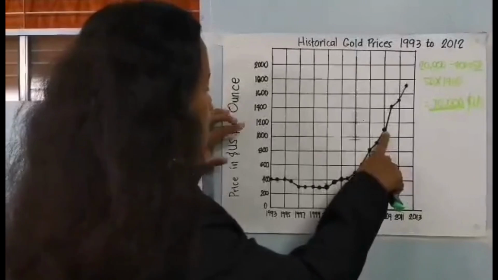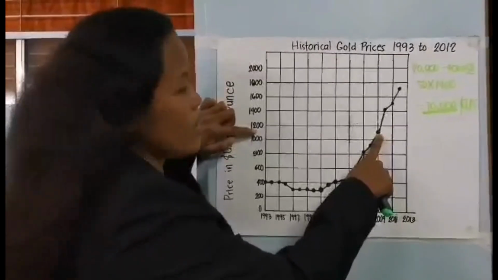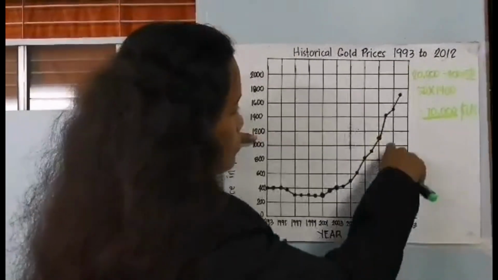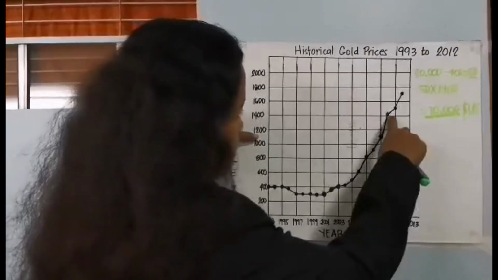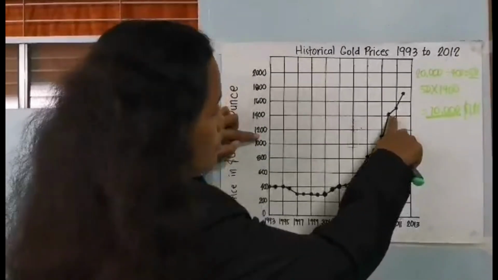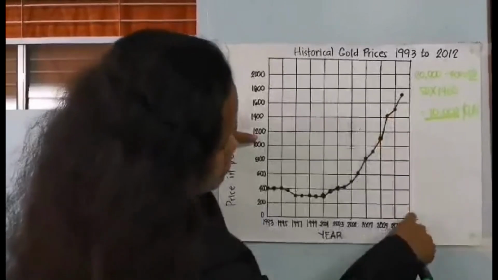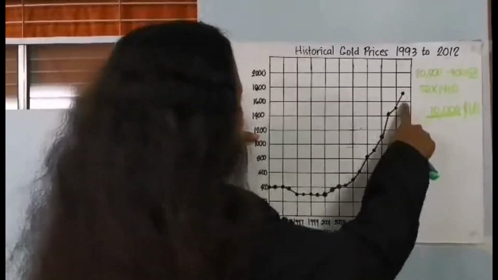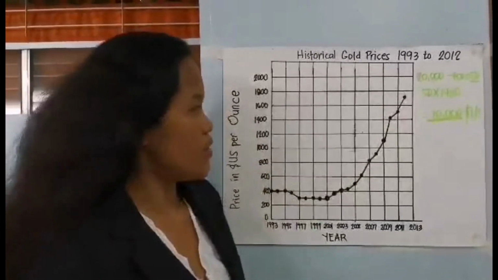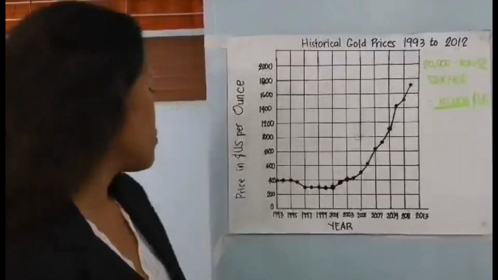2009, we have 1,100 ounces. And then at the year 2011, we have 1,400 ounces. And then at the year 2012, we have 1,700. So, that's all. Thank you.